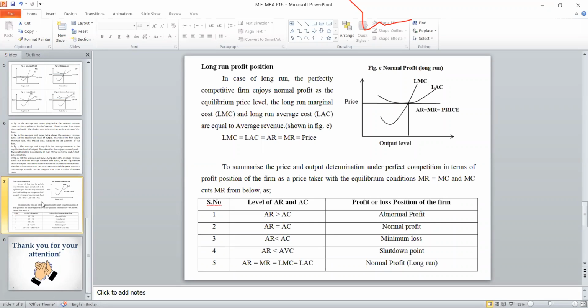When it comes to the long run, all 4 curves meet at one particular point, where LAC equals long run marginal cost, and AR and MR are equal to the price. At that particular point, all the firms earn only a normal profit in the long run. So with this, I am completing the class. We will meet again after 15 minutes.